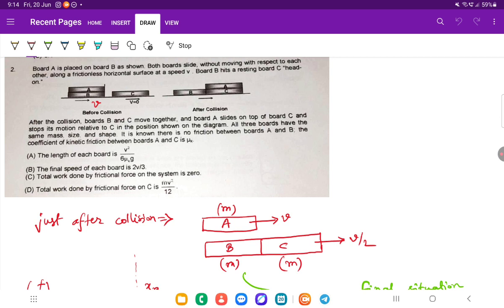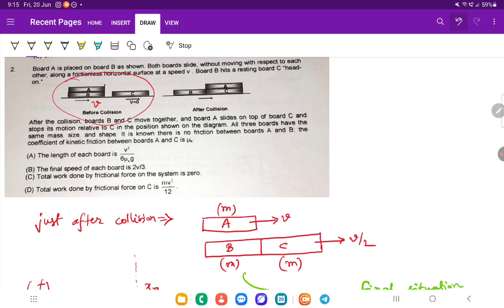All three boards have the same mass, size and shape. It is known there is no friction between boards A and B. The coefficient of kinetic friction between boards A and C is mu k, and we are given four options. So we'll check all the four options one by one. So this was the initial situation.